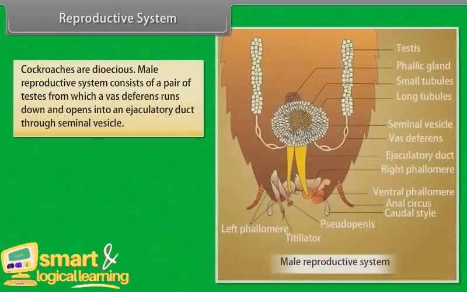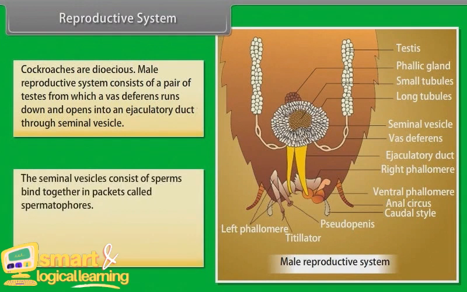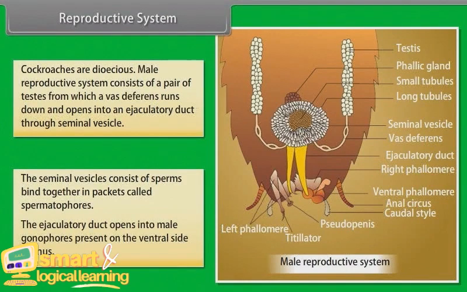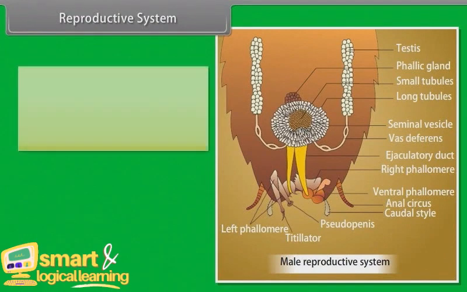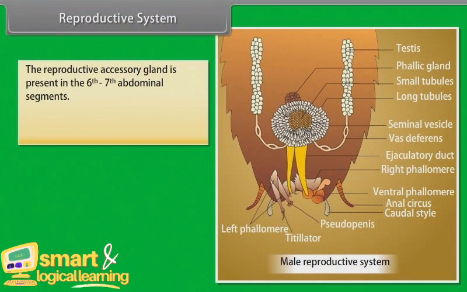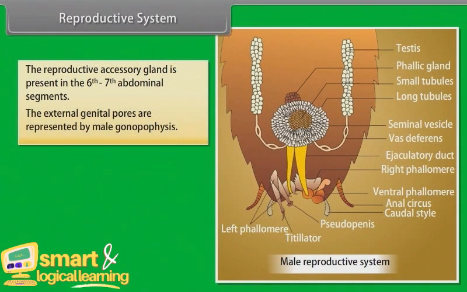Reproductive system. Cockroaches are dioecious. The male reproductive system consists of a pair of testes from which a vas deferens runs down and opens into an ejaculatory duct through the seminal vesicle. These seminal vesicles store sperms bound together in packets called spermatophores. The ejaculatory duct opens into the male gonopore present on the ventral side of the anus. The accessory reproductive gland is present in the 6th and 7th abdominal segments. The external genital pores are represented by male gonapophyses.